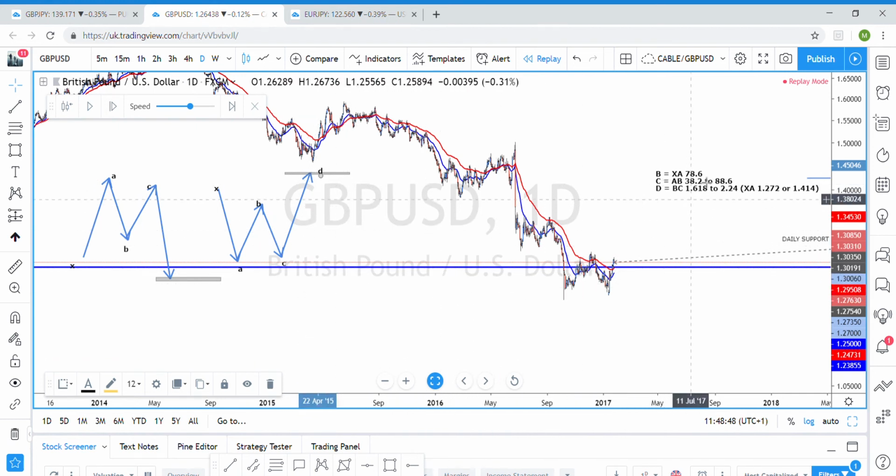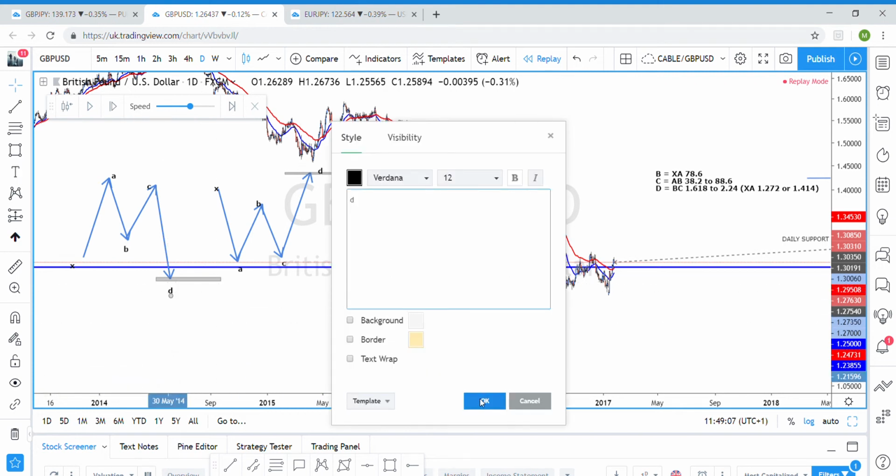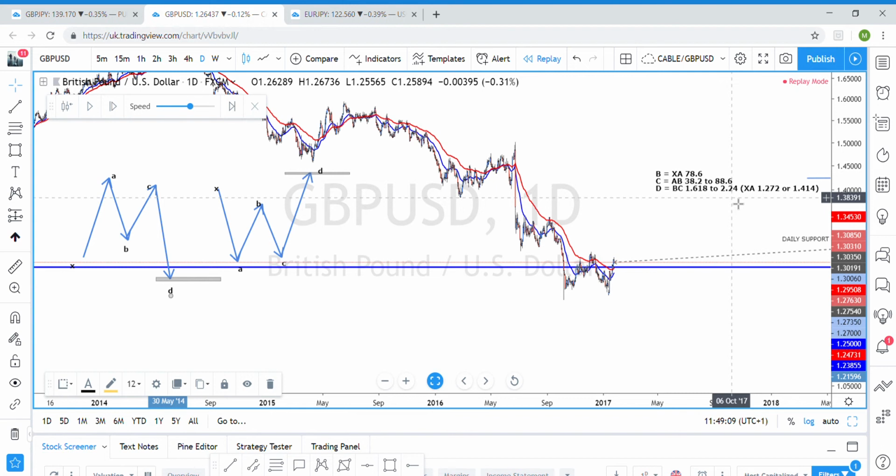So just to recap, you got your XA, retrace B would be 78.6. Your fib from A to B should get your C point, and that's 38.2 to 88.6. And then you fib B to C to get your D point, and that should be 1.618 to 2.24, and you confirm it by using Fibonacci from X to A, and that should be 1.272 or 1.414. Key thing here is one or two of these numbers is nothing in between. It's got to be one or the other, whereas this is anything in between.